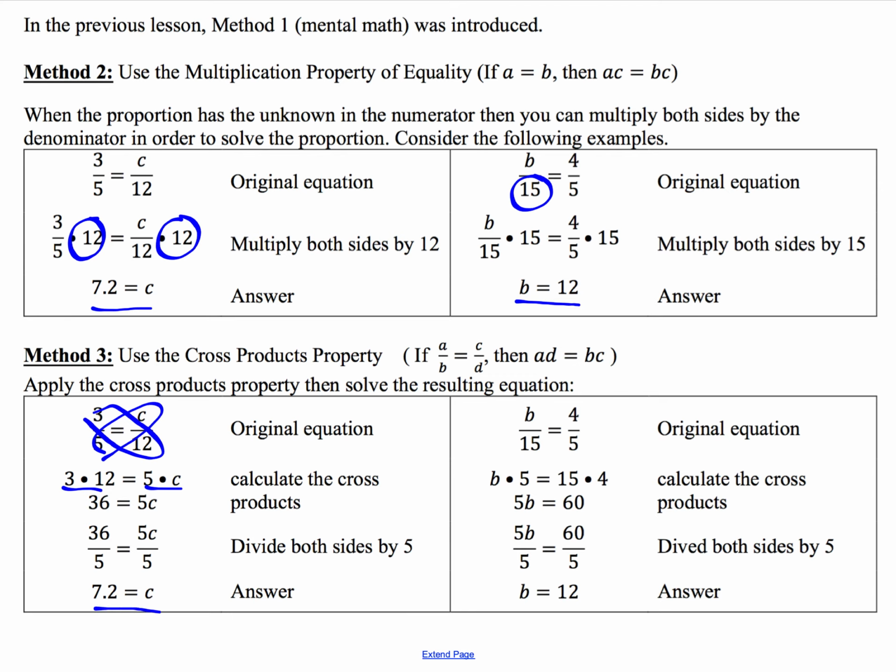This is the exact same problem as we did right up there. It's just a different method. Right here, we do the cross products, B times 5 and 15 times 4. And then when we divide by 5 here, we get B equals 12.